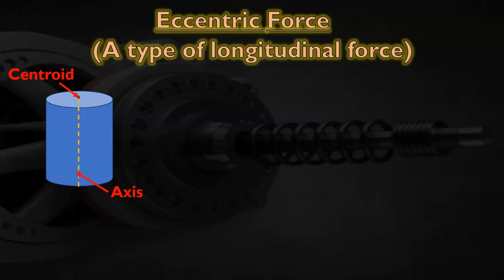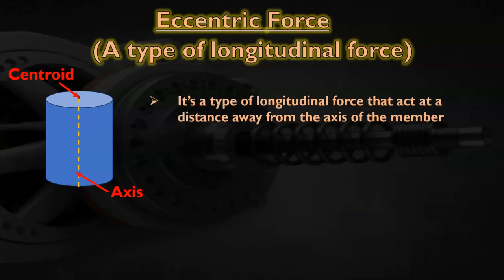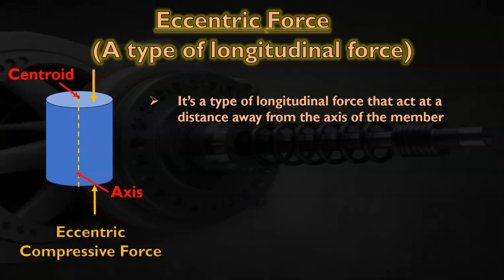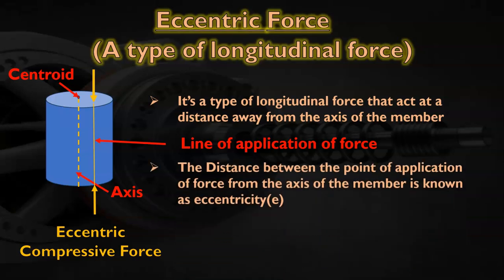Let's look at eccentric force, which is another type of longitudinal force. A cylinder is shown with centroid and axis. It is a type of longitudinal force that acts at a distance away from the axis of a member. So eccentric compressive force is shown in the figure. So compressive force always points towards the cross section, and the line of application of force is shown. The distance between the point of application of force from the axis of the member is known as eccentricity E. So eccentricity E is shown in the figure.